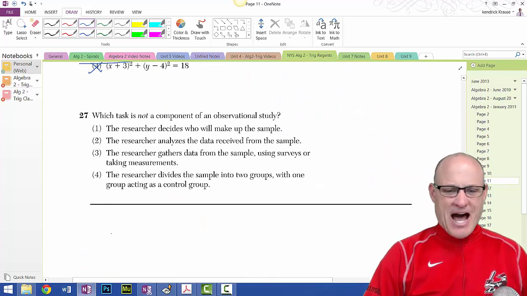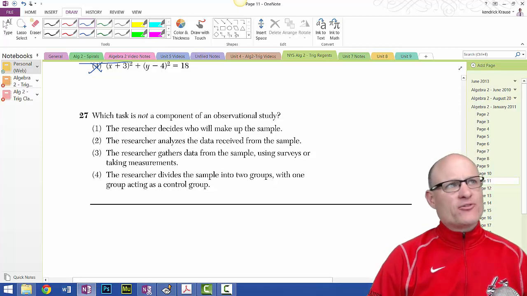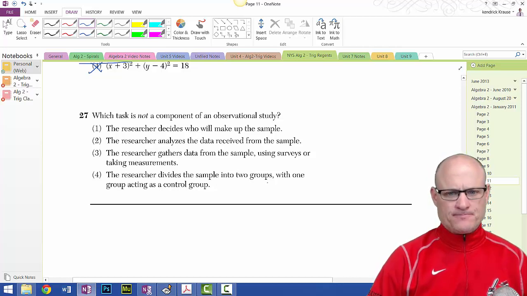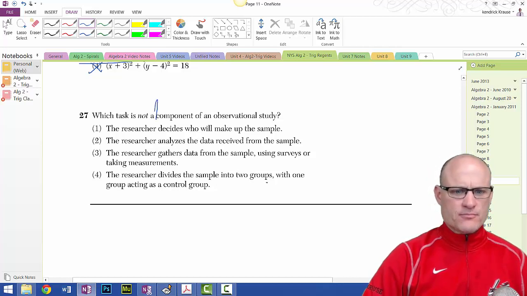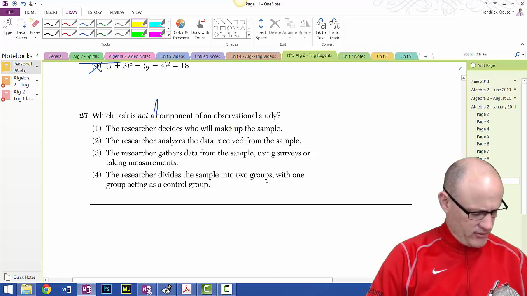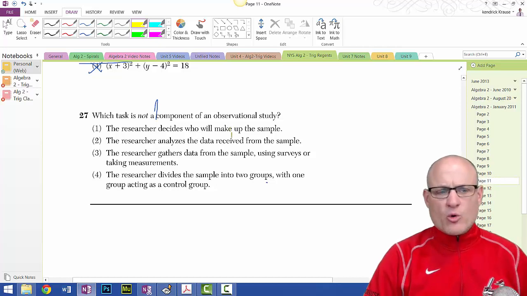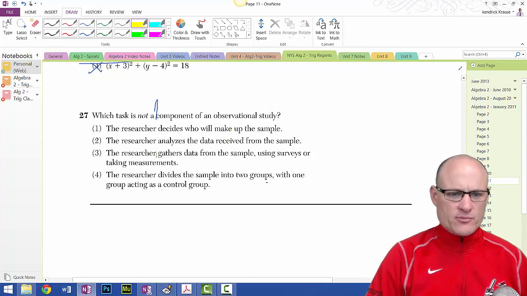Which task is not a component of an observational study? Observational studies is where you just go out and watch things. The researcher decides who will make up the sample. Well, you still have to make those decisions, right? Don't you have to decide what you're going to observe? So yeah, we're good with that. Let's get rid of that.